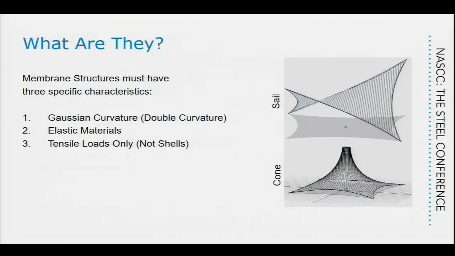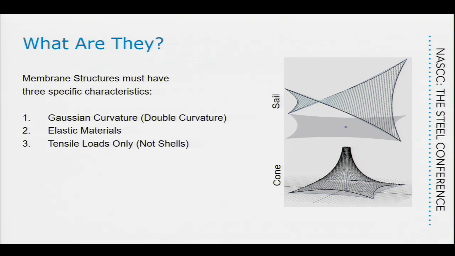So based on those examples, kind of what are they? For a membrane structure to be called a membrane structure, it has to have three characteristics, and it's what makes them different from, let's say, a fabric-covered roof. Okay, and the first is that it has to have a Gaussian curvature, and that's my geek speak for it has to curve in two directions. So if you remember a cone, it curves in the radial direction and it curves in the circumferential direction. So we derive a lot of the stability of the structure from having that double curvature.